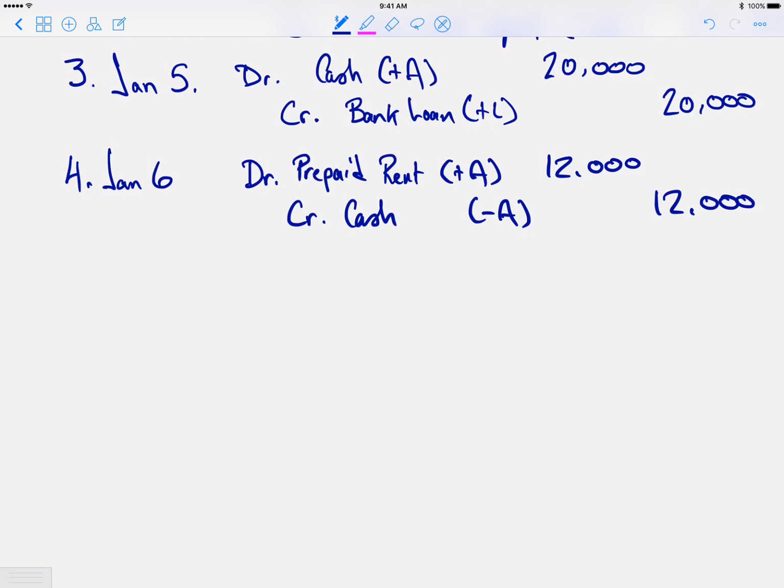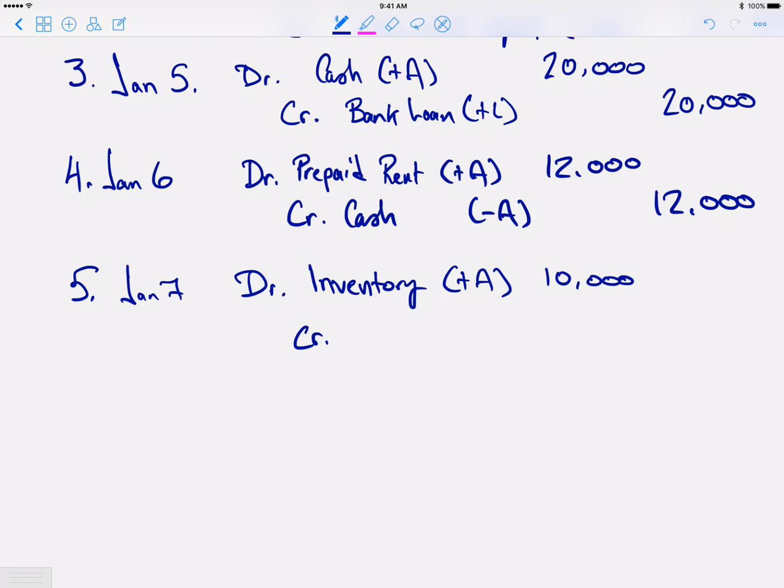Entry 5. Java Joe decides to invest and purchase some inventory. So they buy $10,000 of inventory, half on account and half through cash. So let's repeat that again. Java Joe buys $10,000 of inventory, half on account, half by cash. So we know that we received inventory. So we debit inventory, an increase to our assets of $10,000. And half was paid by cash. So we credit cash, that is a decrease to assets.